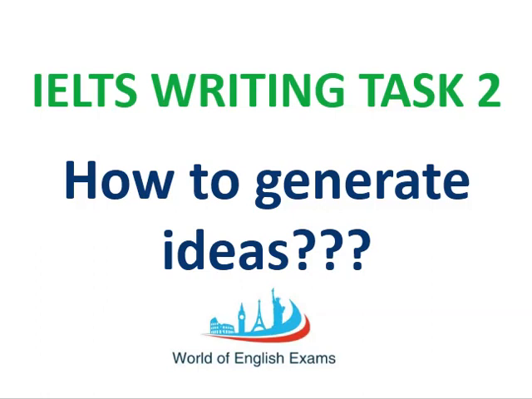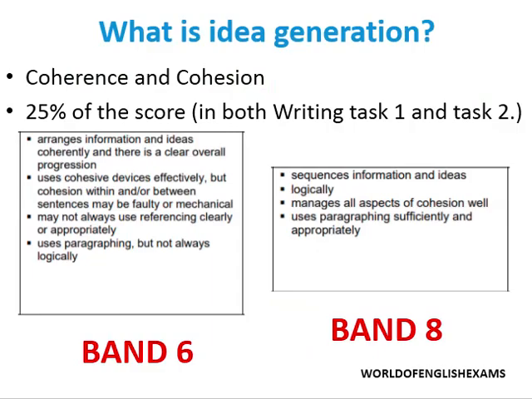So let's get started by understanding what is idea generation process and what is its significance. So basically, idea generation falls under the band descriptor called coherence and cohesion. Basically, coherence and cohesion together account for 25% of the overall score, both in writing task 1 as well as writing task 2. So this video is particularly going to emphasize on writing task 2.